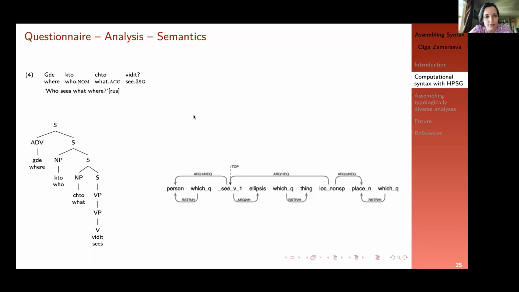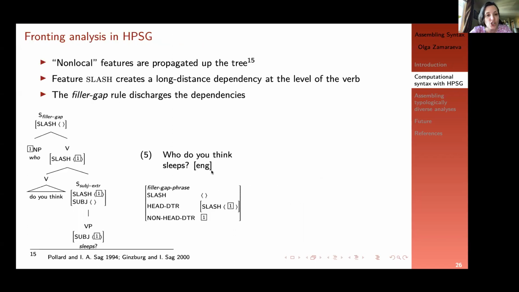So basically, the goal is to be able to go from a sentence like this one, right? There is a wide range of what a WH question might look like in Russian, for example. So to go from a sentence that is a WH question through a syntactic structure to a semantic structure, which is represented here as a dependency graph. So this is what we want. Now, how is that achieved in HPSG?